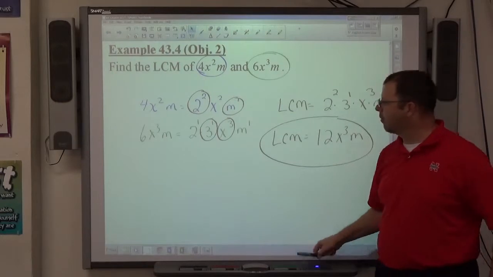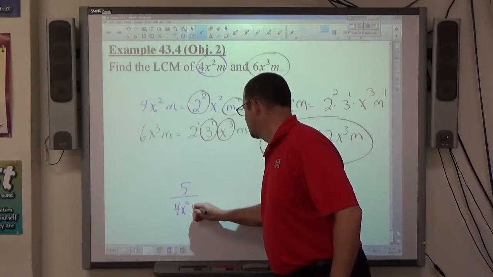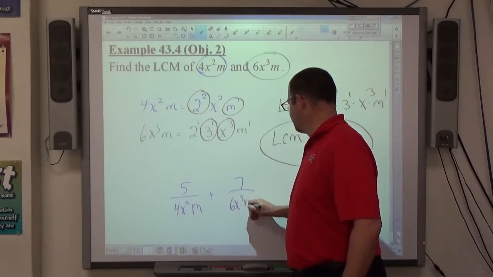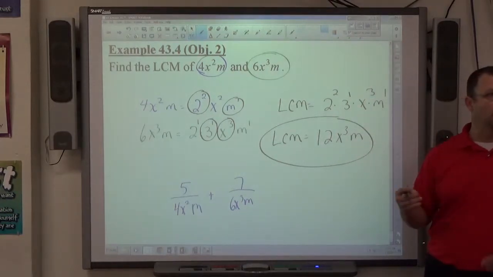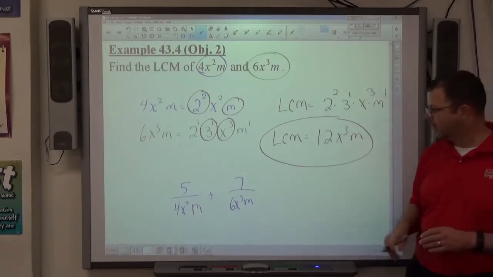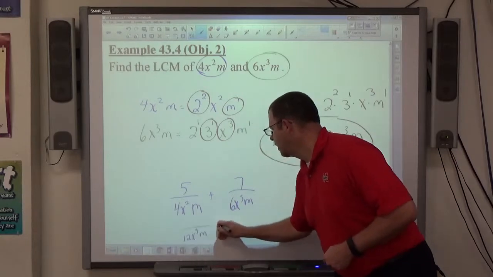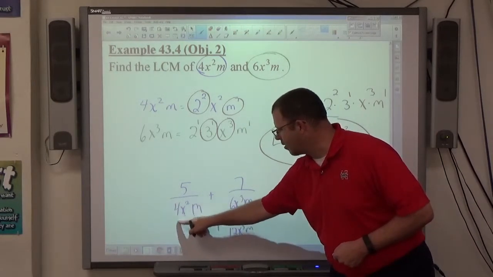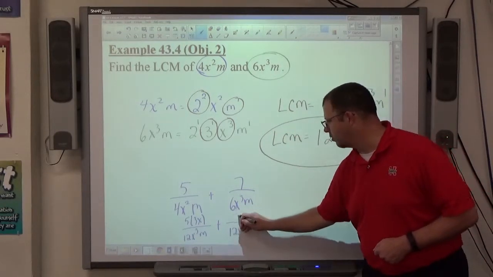So if the problem was 5 over 4x squared m plus 7 over 6x cubed m, we want both denominators to become 12x cubed m, then we'd have to modify the numerators to add those together. That's where we're going with this. So then it would be 12 over 12. So 12x cubed m and 12x cubed m, right? That has to be multiplied by 3 and x, so 5 has to be multiplied by 3x. That has to be multiplied by 2, so 7 times 2.